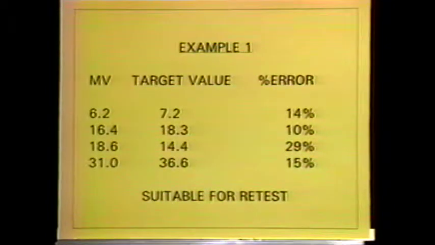Now, this is suitable for a retest. It didn't pass because one of them is greater than 25%. If this one had been 25 or less, then this particular individual would have passed the RMP test. But because one of them, the 29%, is more than 25%, this individual would be suitable for a retest. And hopefully during the retest, they would get within 25%. If not, in the retest, then they would have to restart the application process.